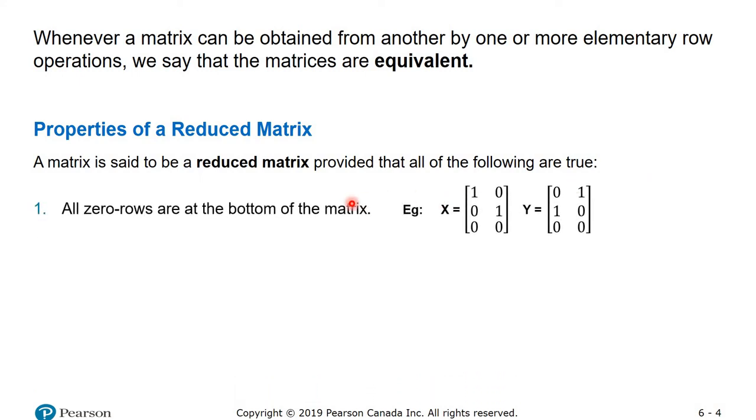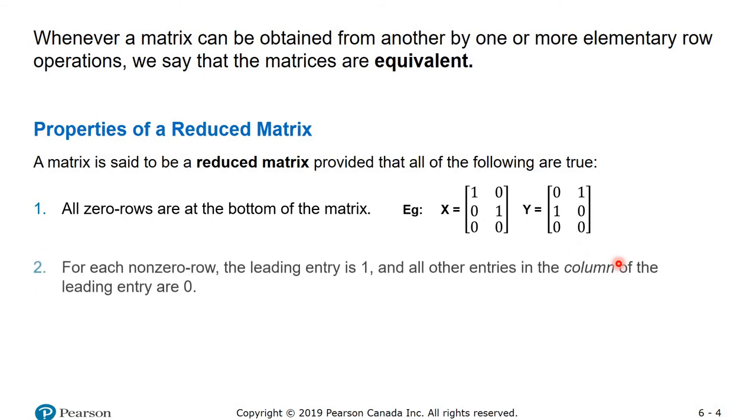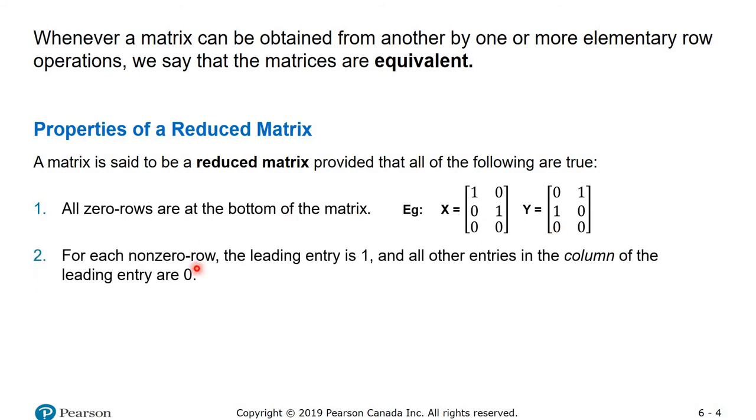The first rule is that all rows of zeros are at the bottom of the matrix. So consider matrix X and consider matrix Y. Notice that in each of these examples, the rows containing zeros are indeed at the bottom of each matrix. So both X and Y satisfy number 1. The second property that a reduced matrix satisfies is as follows, that for every non-zero row, the leading entry must be the number 1. What do I mean by a leading entry in a row? A leading entry in any row is the first non-zero entry in that row.